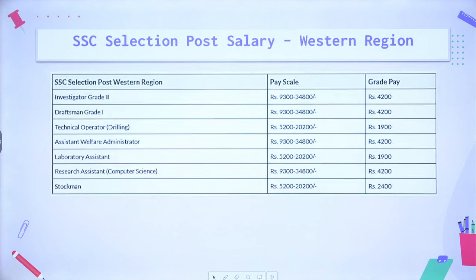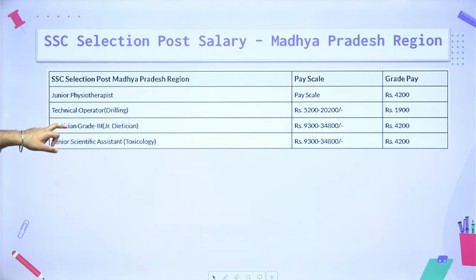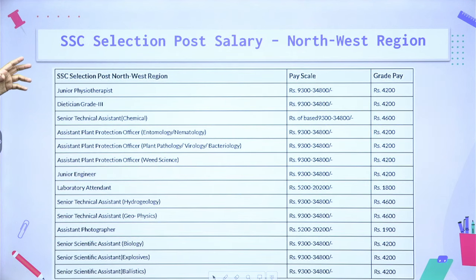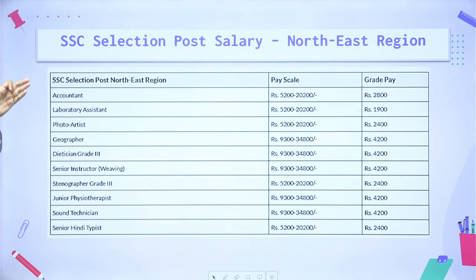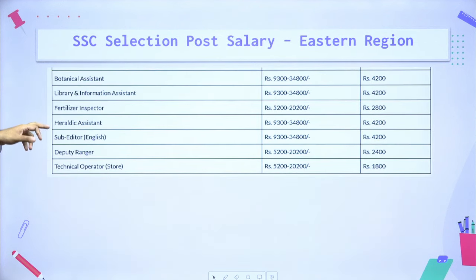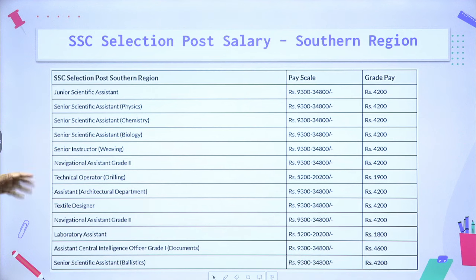Okay. Next we have the Western region. Investigator grade 2, draftsman grade 1, technical operator, drilling assistant, welfare administrator, laboratory assistant, research assistant, stockman. You can see all the options here. Northwest region. Northeast region. This is the eastern region. Next comes the southern region.